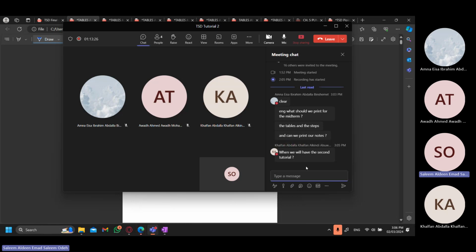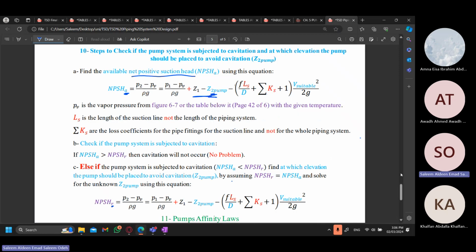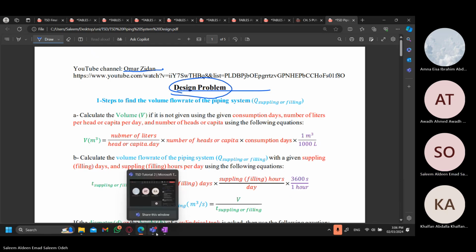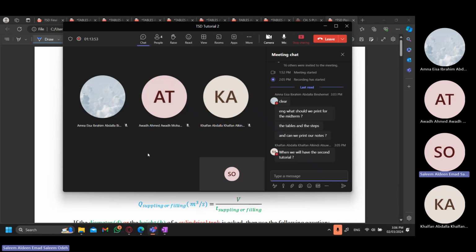The second tutorial, inshallah, will be on Tuesday, just the day before your midterm. And I'll try to solve another proper previous. If any of you have a proper midterm previous, just send it my way. And another thing you should print out is Omar Zaidan's design problem paper. It's like 5 pages. Print it out, and you could use it as a guide to help you throughout the solving process. Any other question?